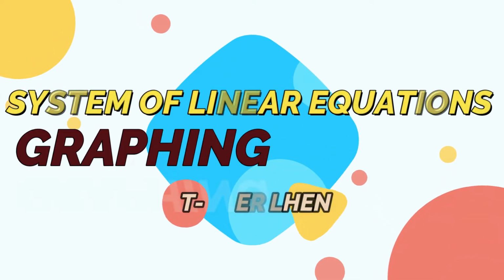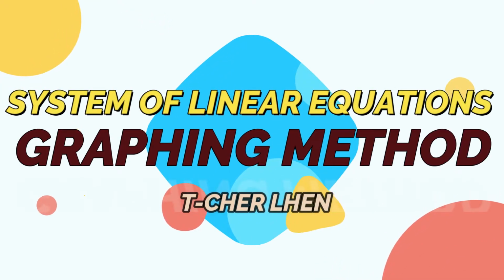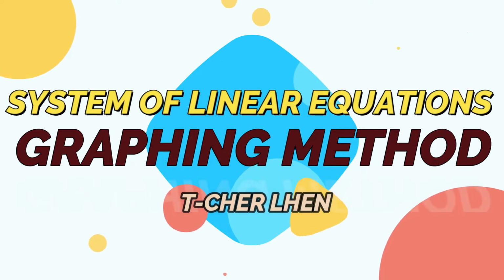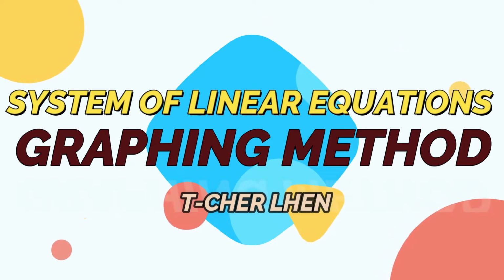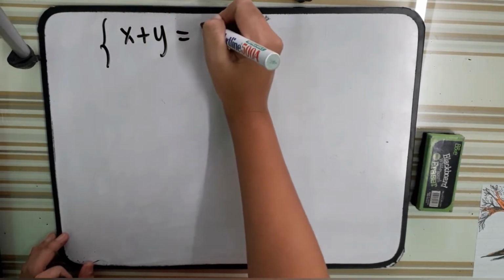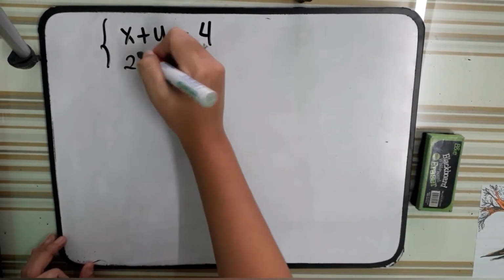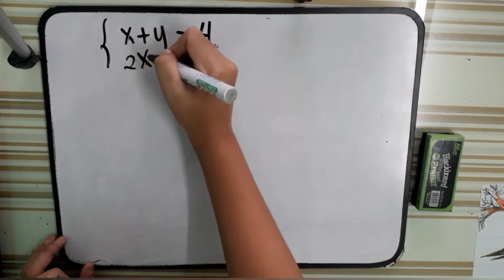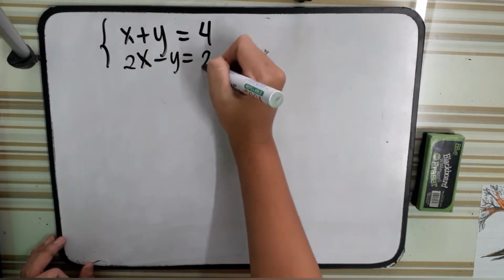Okay, now let's move on to the graphing method. In solving a system of equations by graphing, we graph the two equations and determine the coordinates of the point of intersection of the two graphs. Let's consider the example x plus y is equal to 4, and the other one is 2x minus y is equal to 2.